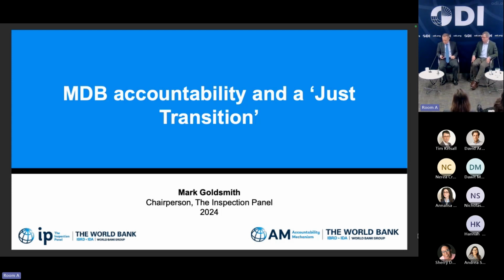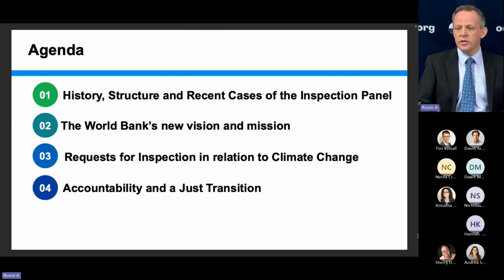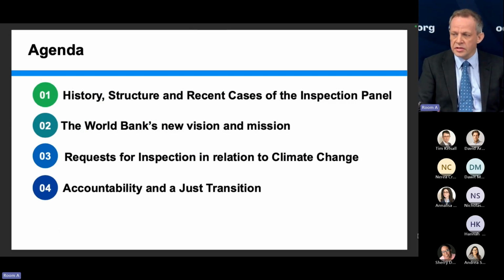So we're going to spend about maybe 20 minutes just running through a few slides. For those of you who don't know about the inspection panel, just a bit of history and structure. It is the oldest accountability mechanism in the MDB space. A little bit about some of the cases that we've been looking at, with a particular focus on more recent cases.